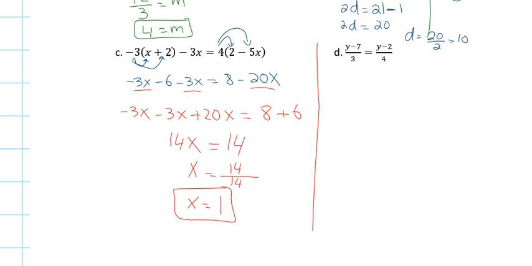So, looking at the last one, I have y minus 7 divided by 3 equals y minus 2 divided by 4. So what do you want to do with this? You want to isolate for the letters. But how would you do that? What's the first thing you want to get rid of? The fraction. So you want to get rid of that 3, and you want to get rid of that 4. Okay. So first you want to bring the 3 over, and you want to multiply by 3, and then?